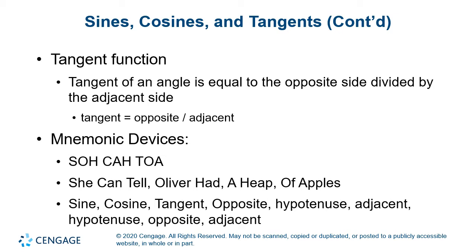Cosine is equal to adjacent divided by hypotenuse. TOA, tangent, is equal to opposite divided by adjacent. Another one you may have used is "She can tell Oliver had a heap of apples," which is just short for sine, cosine, tangent, and then the various ratios: opposite divided by hypotenuse, adjacent divided by hypotenuse, or opposite divided by adjacent. Whatever technique you use to remember these relationships, it's important to have them somewhere available so you make sure that you have the correct sides associated with the correct functions.